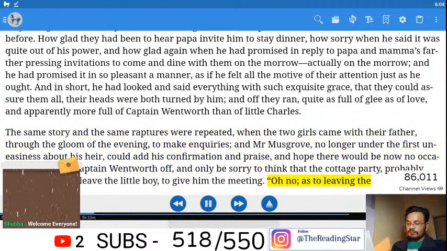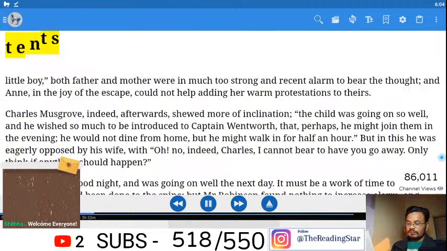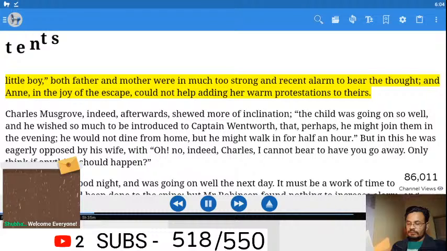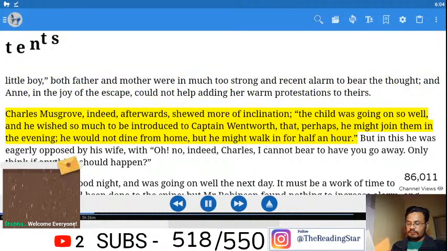"Oh no, as to leaving the little boy," both father and mother were in much too strong and recent alarm to bear the thought, and Anne, in the joy of the escape, could not help adding her warm protestations to theirs. Charles Musgrove, indeed, afterwards, showed more of inclination. The child was going on so well, and he wished so much to be introduced to Captain Wentworth, that, perhaps, he might join them in the evening. He would not dine from home, but he might walk in for half an hour.